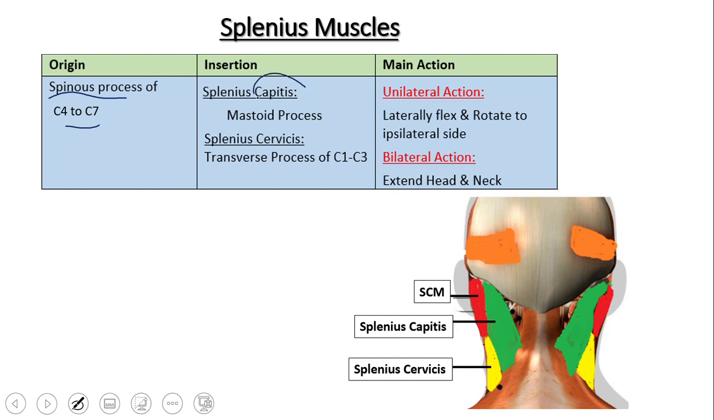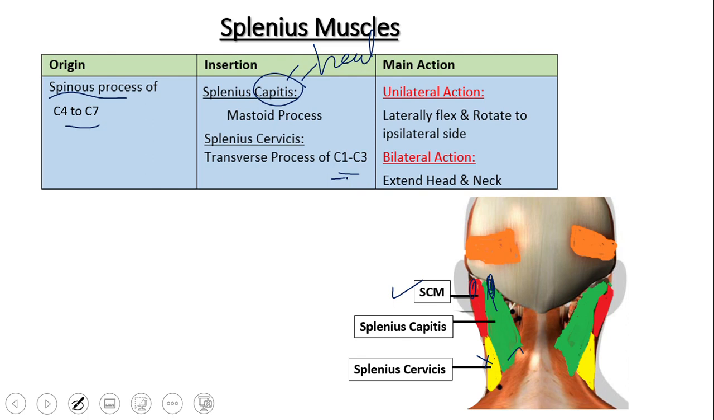Splenius capitis, capitis means head. So the distal attachment of the splenius capitis is to the head bone, which is the skull, exactly to the mastoid process. So here we have two muscles attaching distally at the mastoid process, the SCM, which is a sternocleidomastoid, and the splenius capitis muscle. The splenius cervicis is attached distally to the transverse processes of cervical vertebra 1, 2, and 3.